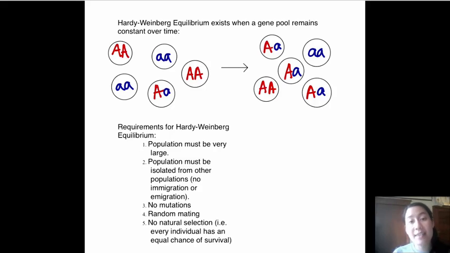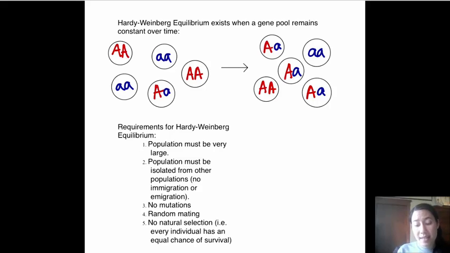And my population in this picture is at Hardy-Weinberg equilibrium because you can see that my gene pool remains constant from the beginning to the end. Now I want to be clear. This doesn't mean that the individuals in the population necessarily have the same traits or even have the same genotypes. What it does mean is that I have the same number of alleles that are dominant and recessive over time. Let me show you what I mean.